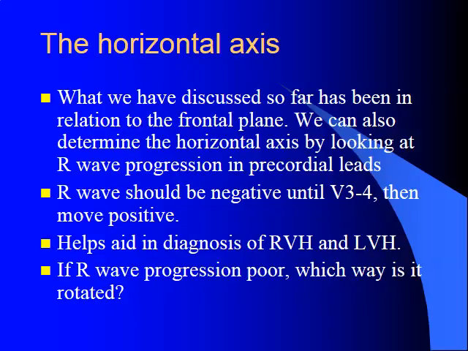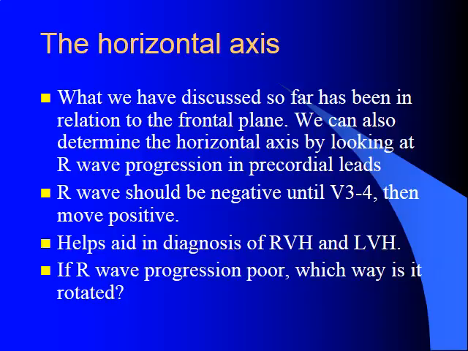We have discussed so far the axis in relation to the vertical or frontal plane. We can also determine the horizontal axis by looking at the R wave progression in the precordial leads. Our R wave should be mostly negative until V3 or V4, and then it should move to a more positive deflection. This is going to help aid in our diagnosis of right ventricular hypertrophy and left ventricular hypertrophy.